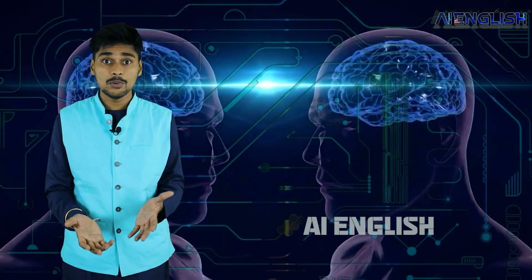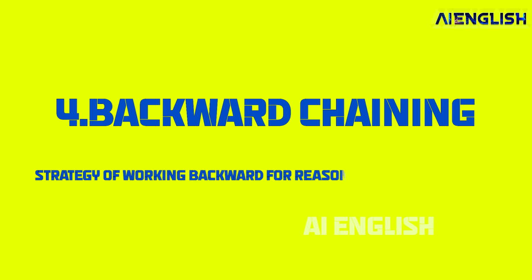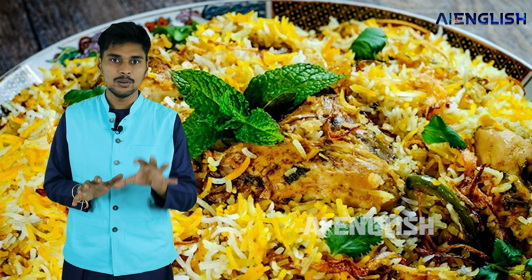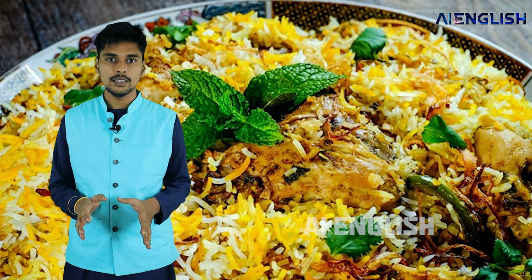Now the fourth terminology is backward chaining. Backward chaining is a strategy of working backward for the reason or cause of a problem. So let us apply our chicken biryani example to backward chaining. So you finished your chicken biryani, but unfortunately it is terrible. Your friends are unable to eat that. It is undigestible and unbearable to eat.